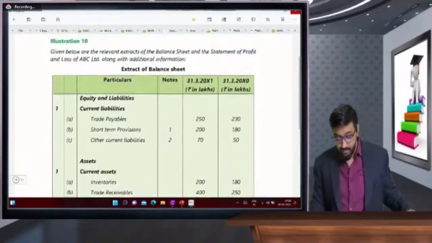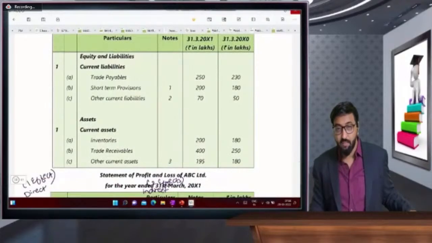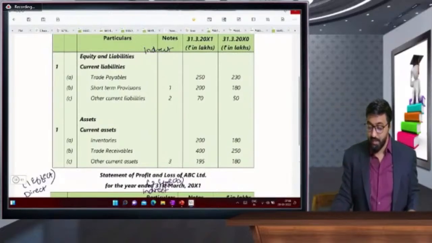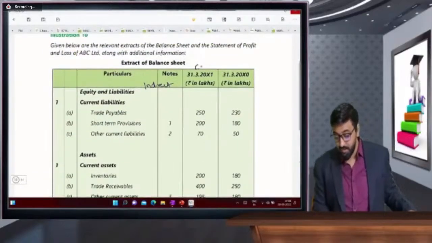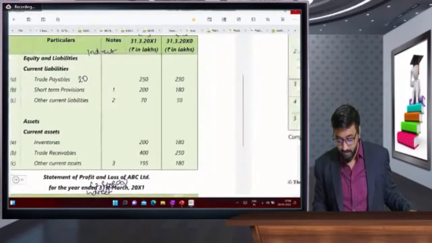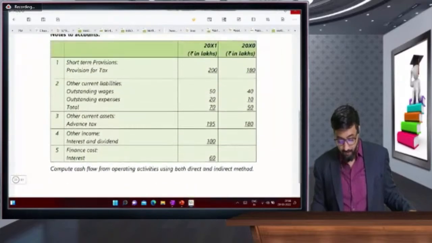So friends, here trade payable is given. In the direct method, we are only... my favorite method is indirect. So first, in the indirect method, we have to see just 250 and 230. What is the current year? Current year is 2001. Last year is 2000. The difference between 250 and 230 is 20. An increase in creditors means, sir, it is an inflow. Okay, so 20 is an inflow.